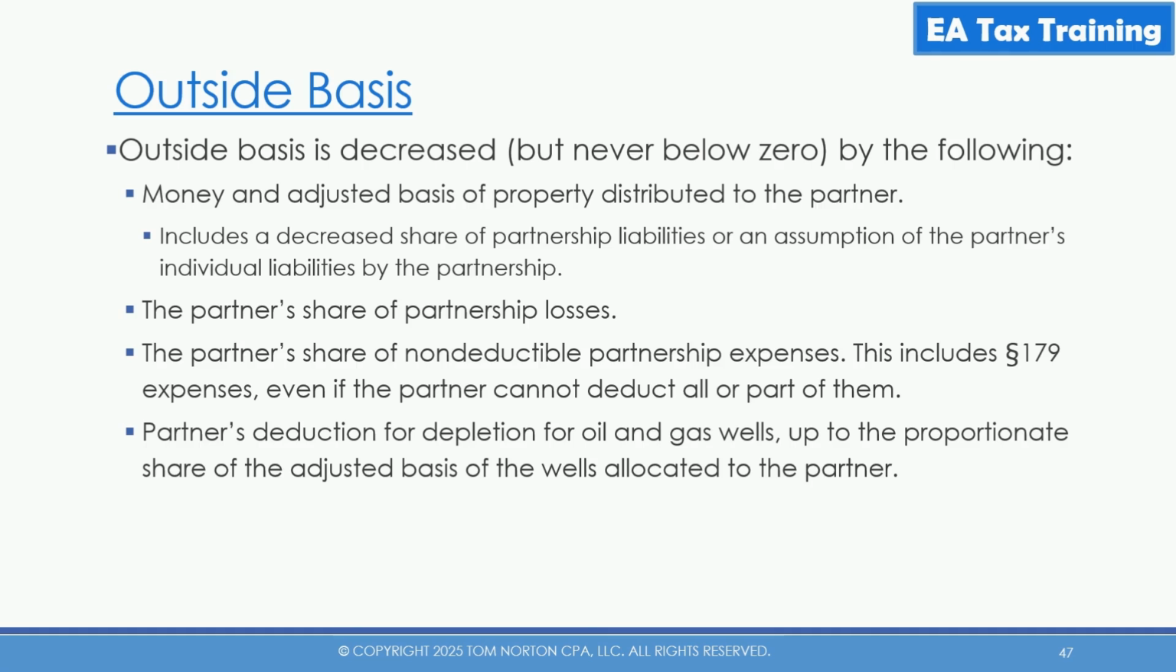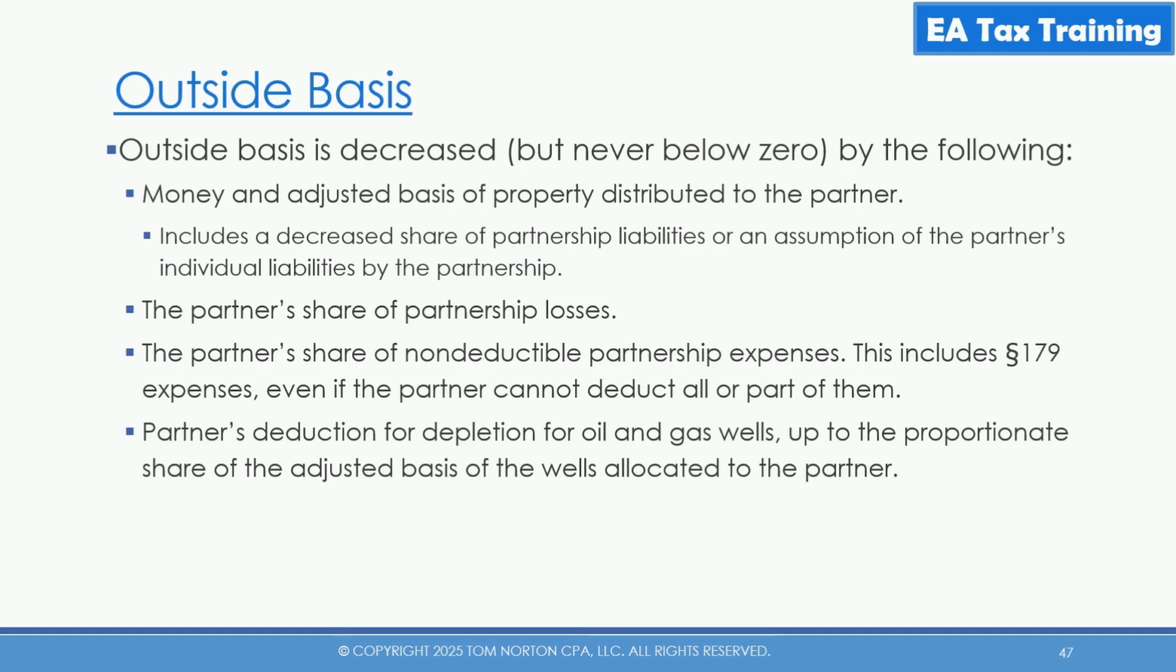The partner's share of partnership losses decrease basis. So income increases basis, losses decrease basis. And the partner's share of non-deductible partnership expenses also decrease basis, just like non-taxable income increases basis, non-deductible expenses decrease basis. And this includes Section 179 expenses, even if the partner cannot deduct all or part of them. So remember, 179 is a separately stated item, and whether or not the partner is able to take advantage of that is going to depend on their particular tax situation. But whether they can use it or not doesn't matter. It still is going to decrease their outside basis.